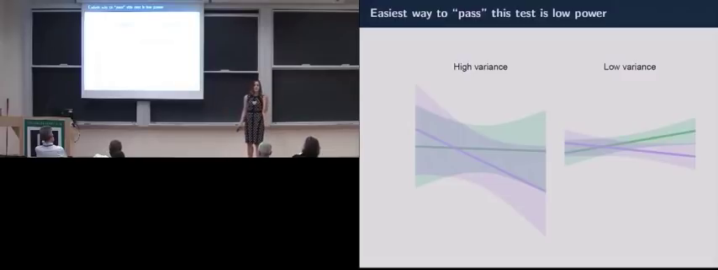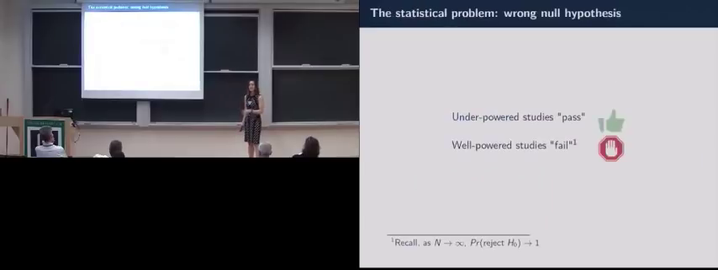So this is the statistical problem I have with this test, and it leads to this funny paradox, which is that underpowered studies always pass because we have insufficient evidence that there's a slope difference. And well-powered studies, eventually, once your study gets big enough, you're guaranteed to fail this test, unless the true slope difference is identically 0, which of course it never is, right? Okay, bummer. However, this is actually not that big a problem, right?